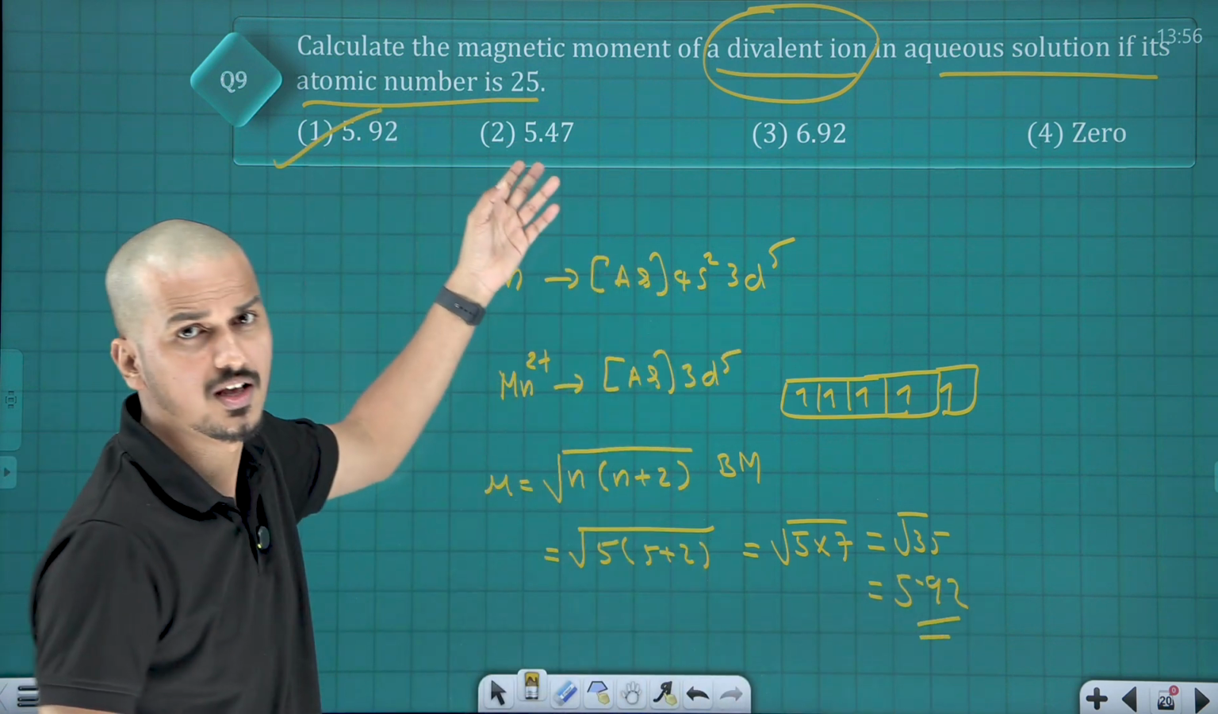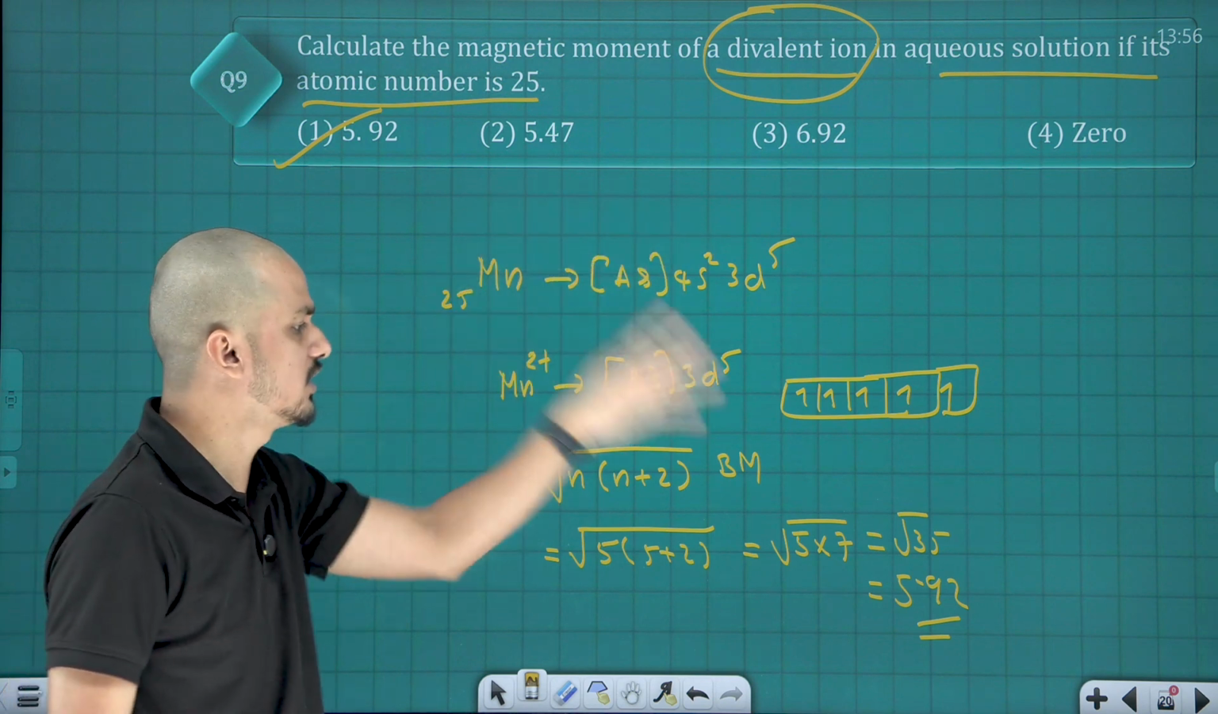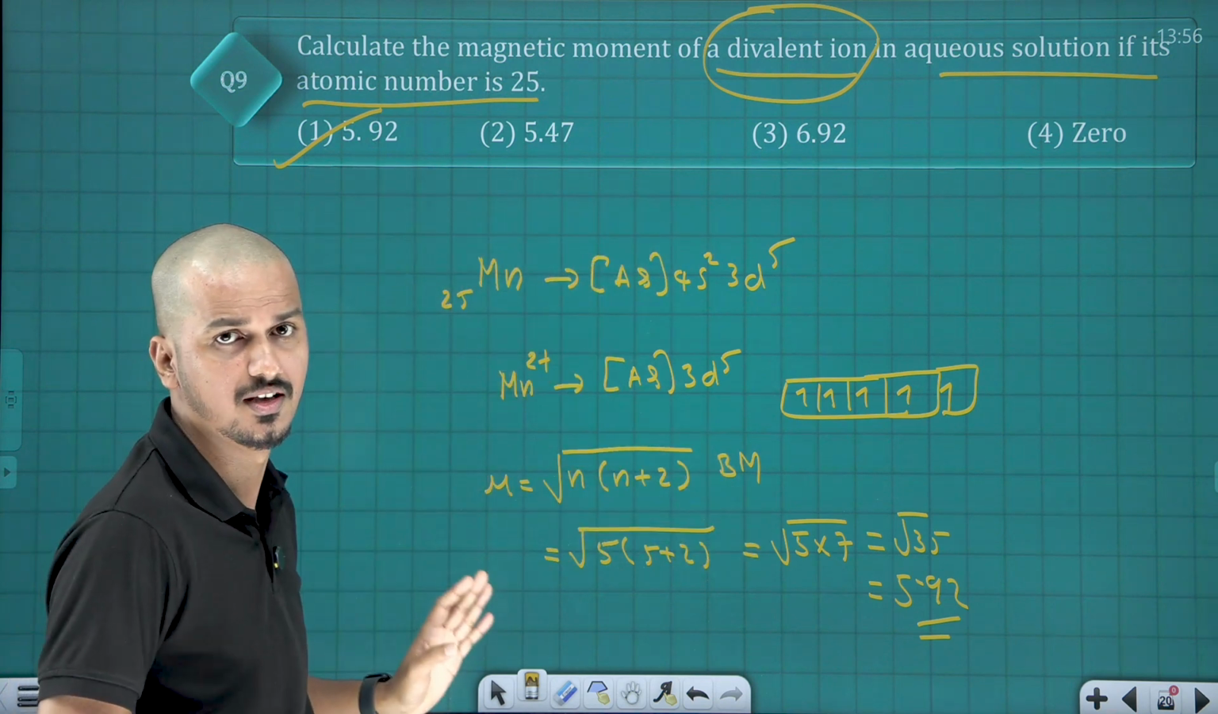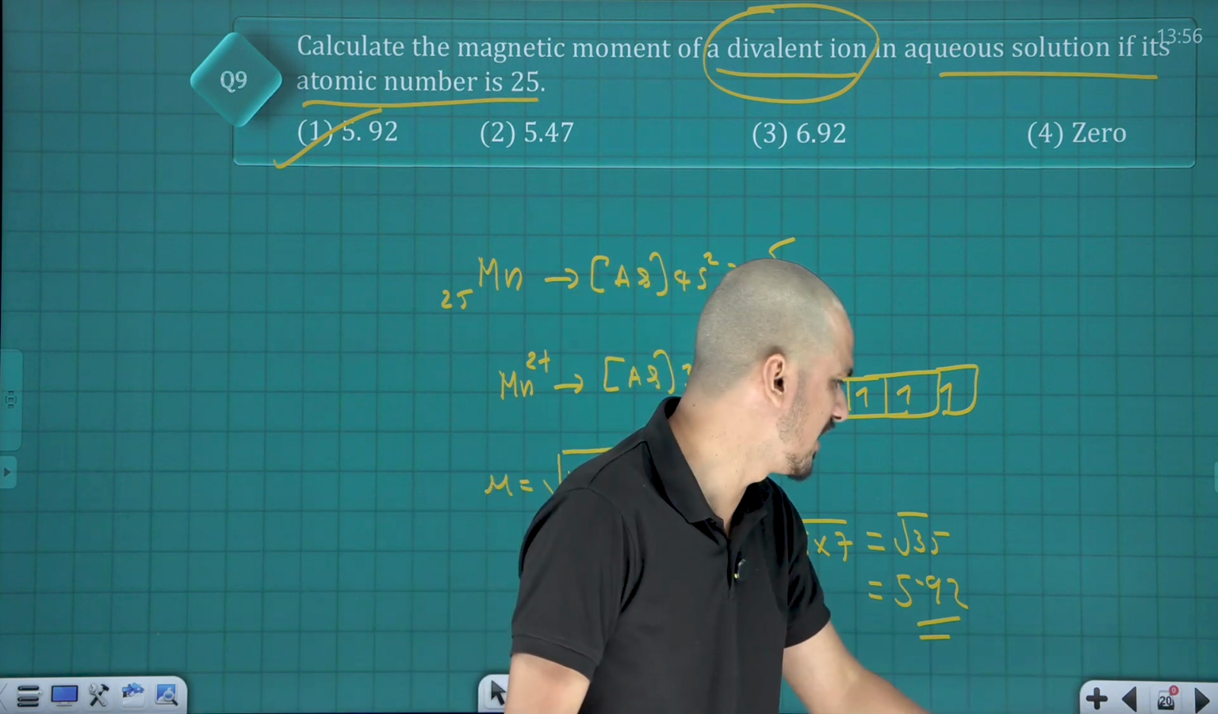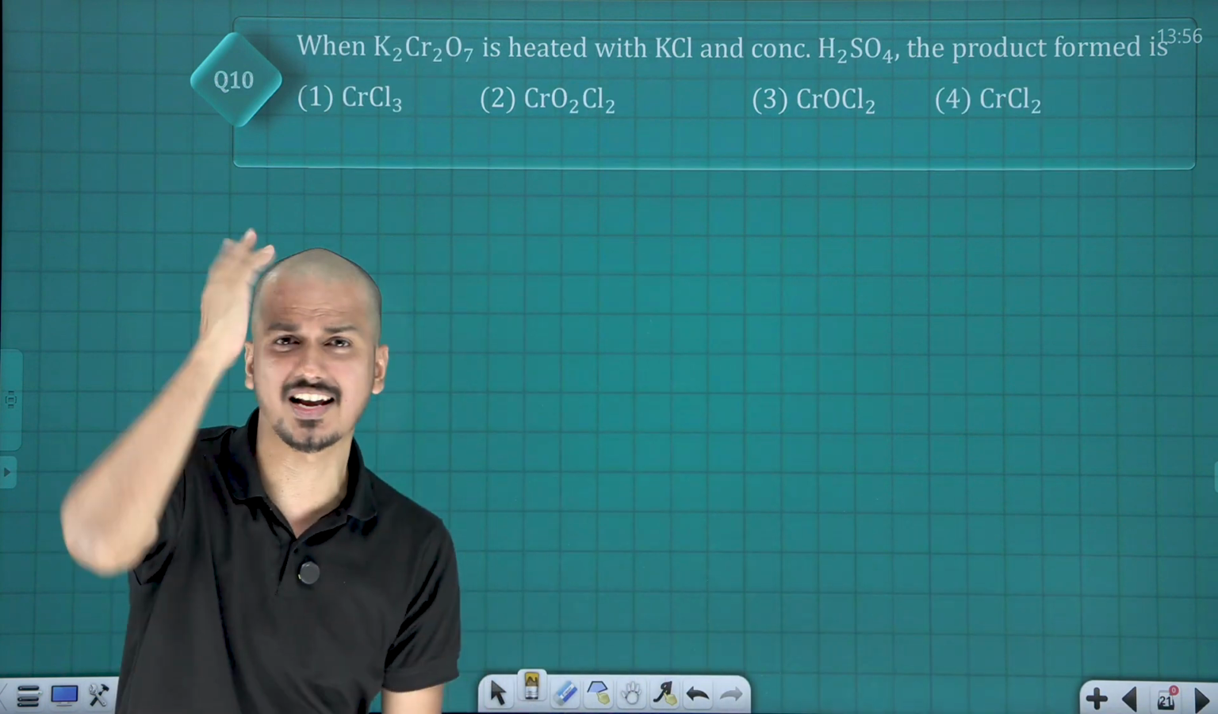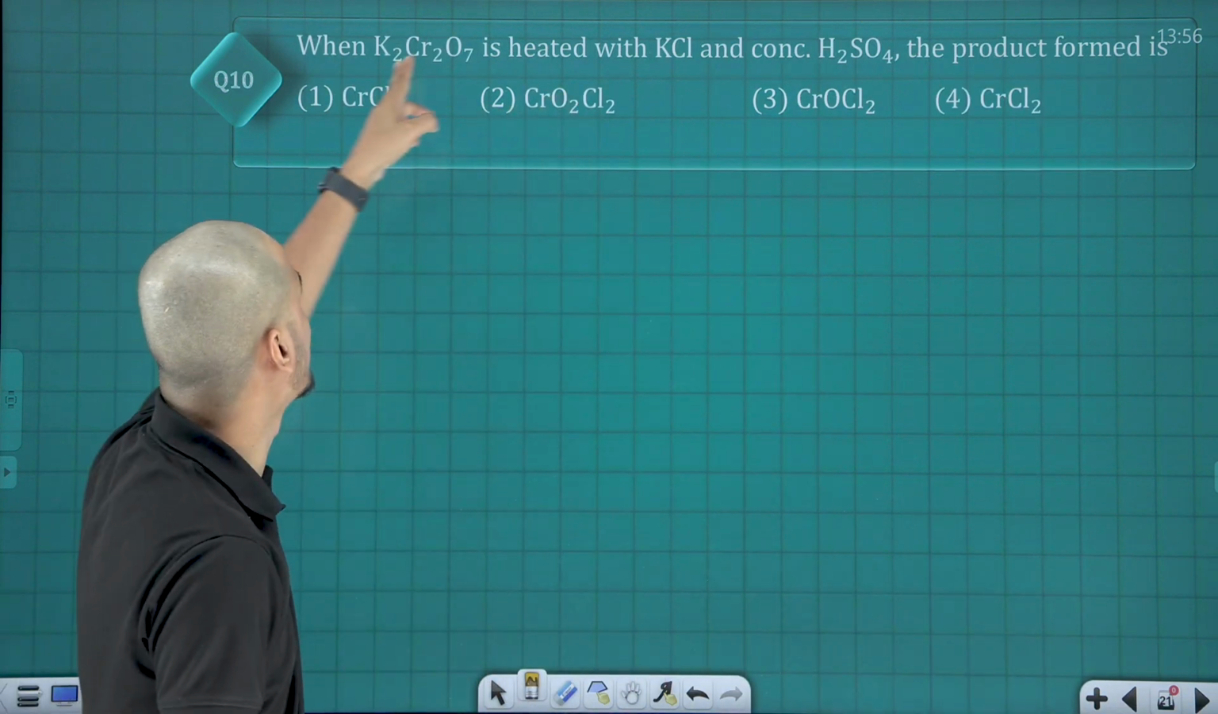Not 5.4. Root 36 means 6. The root 35 means just near to that, 5.9. Ready guys? Yeah. We can move to the next question. I hope all the questions are easy. Ready? Yeah. So here you can see the next question.